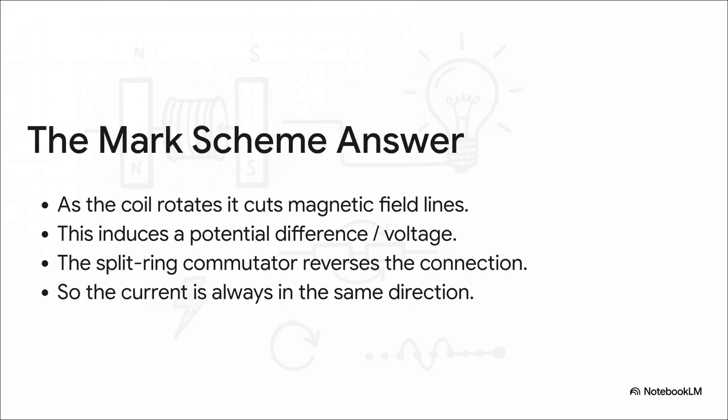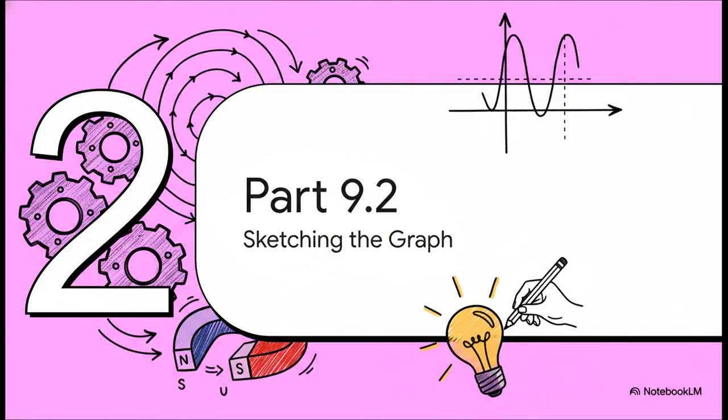Then, for that second crucial mark, you've got to explain the direct current part. And the secret ingredient for that, it's the split ring commutator. You have to mention it. It's this clever little device that reverses the connection every half turn, which makes sure the current in the circuit is always flowing in the same direction. And just like that, you've got your 2 marks. Easy, right? Moving on to part 9.2.